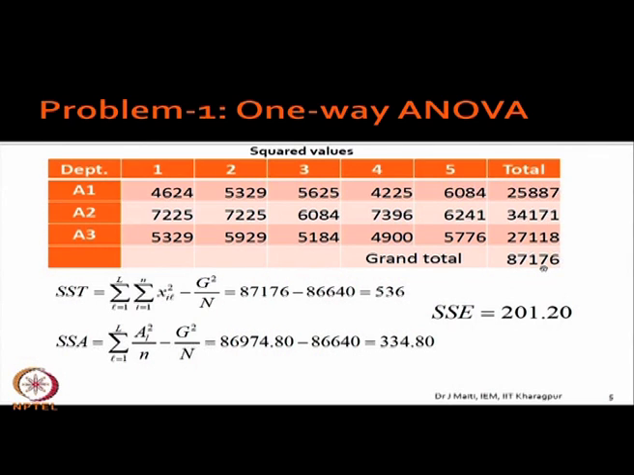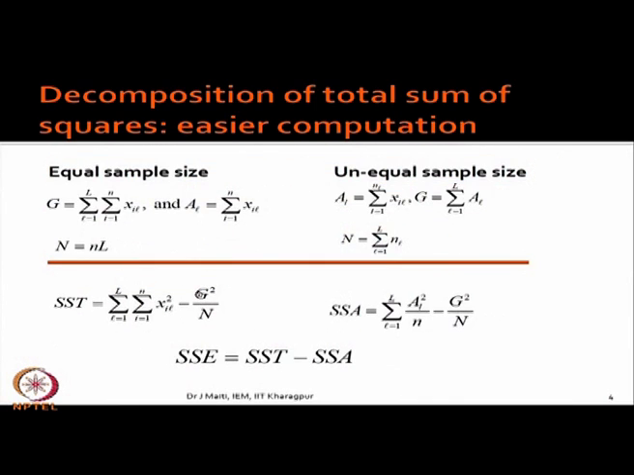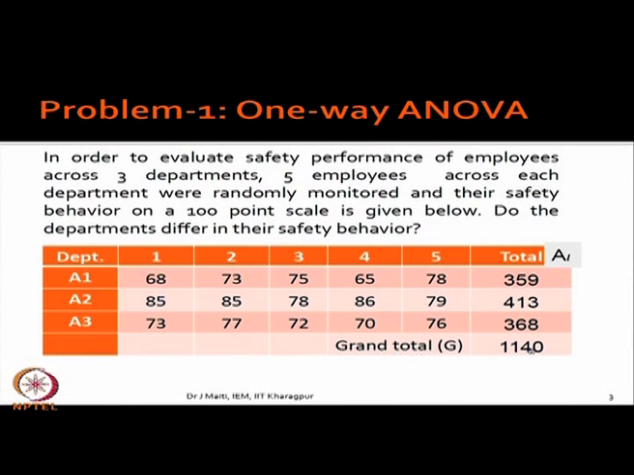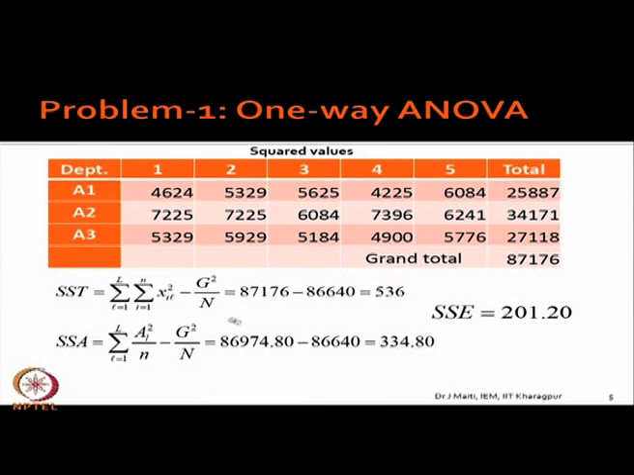So, the SST calculation formula is the sum over L equal to 1 to L, I equal to 1 to N, of XIL square minus this. Now, this value is the sum of squares of all these values, so it is 87176 minus G square. G we have already found out. You see what is the value of G? G is 1140. So, 1140 square by N. What will be the value of N? N is the sum of NL over L.